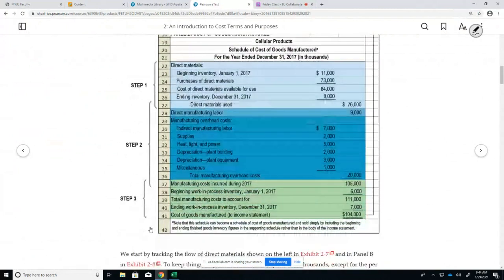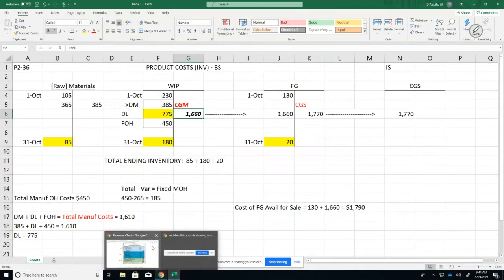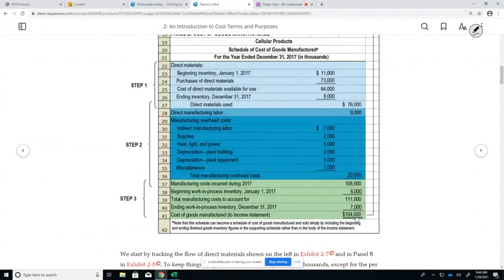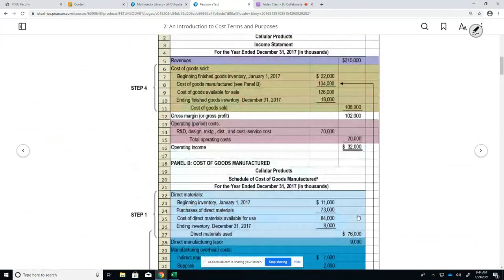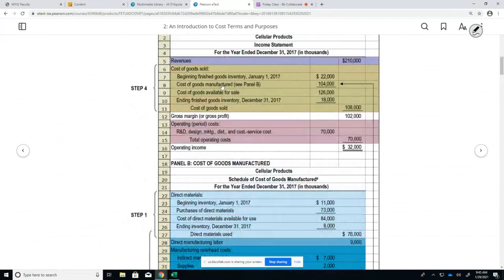There it is. Schedule of cost of goods manufactured. That bottom number, 104, all it is is this piece here. So if you happen to like looking at it this way, wonderful. And it says it's going toward the income statement, cost of goods manufactured. Well, how is that going toward the income statement? Don't we want cost of goods sold on the income statement? And it helps us figure out cost of goods sold.